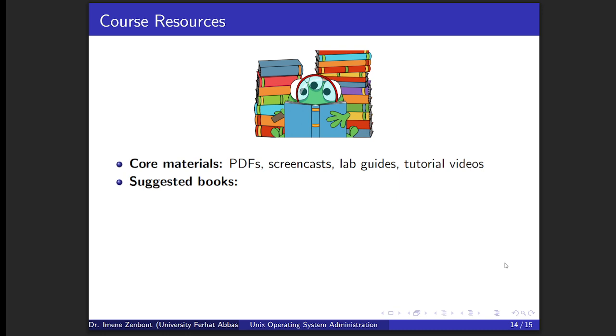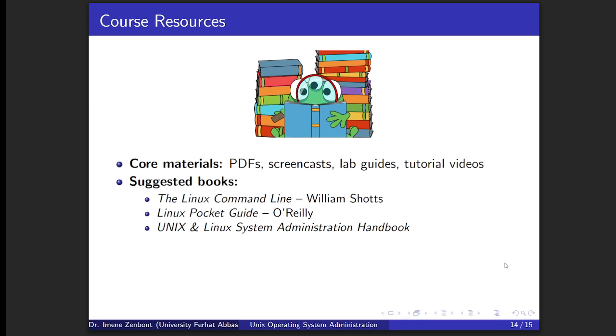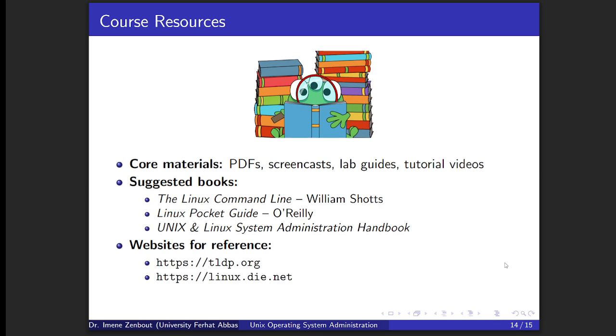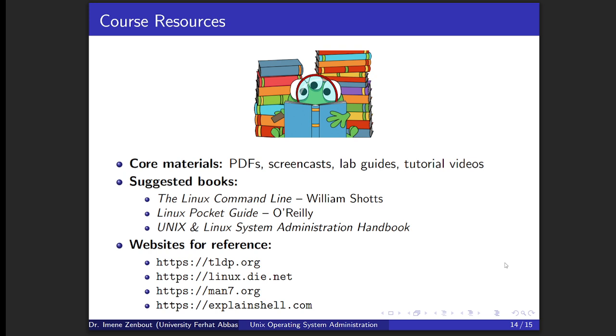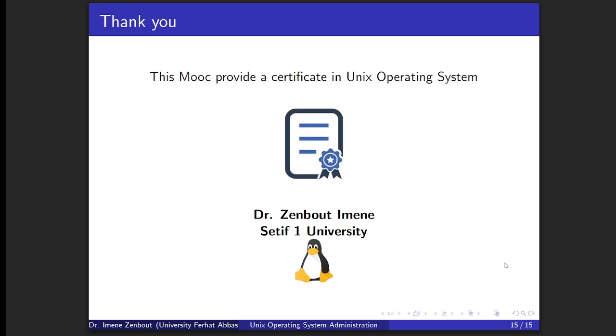I also suggest some very informative books and websites for reference, where you can get direct hands-on experience with this course. Thank you for your time, and just for information, this course will grant you a certificate in Unix operating systems.